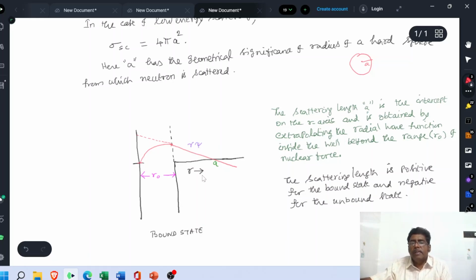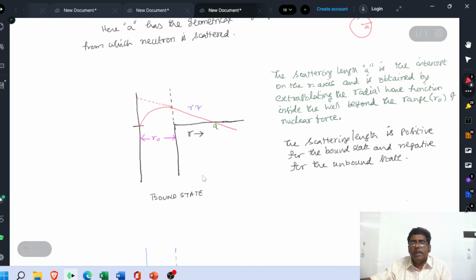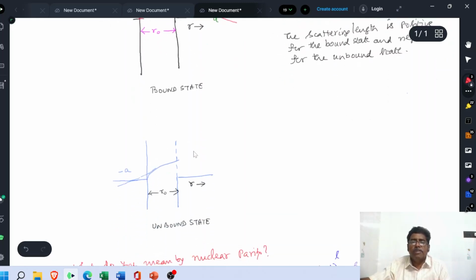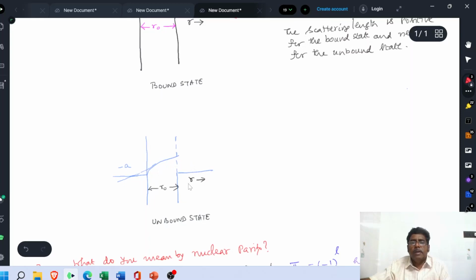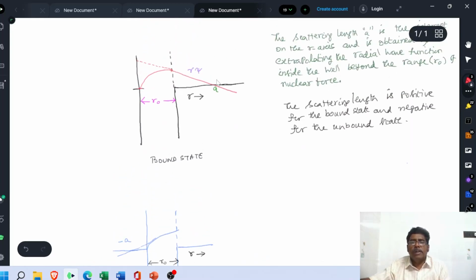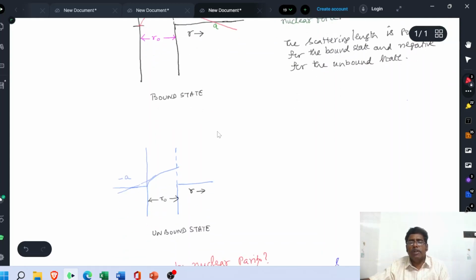The scattering length is positive for a bound state and negative for the unbound state. Bound state means the nucleons are closer to each other and the nuclear forces are dominating. Suppose the distance of separation between the nucleons is more, that will lead to unbound state. For unbound state, the scattering length has a negative value. For a bound state, the scattering length has a positive value.